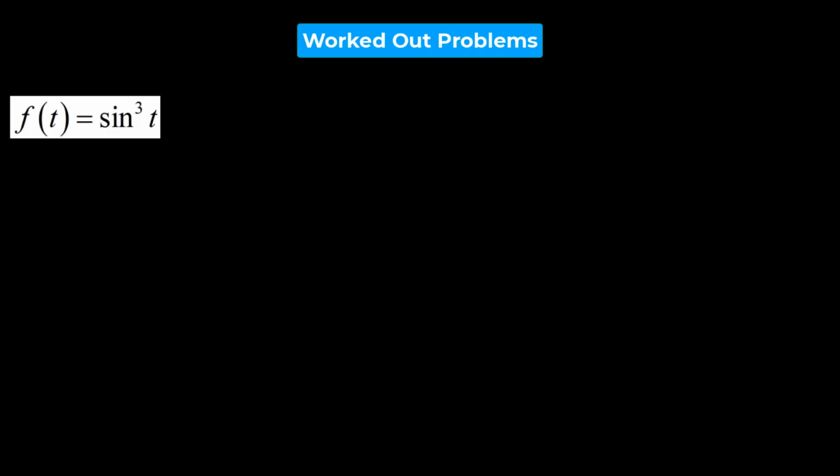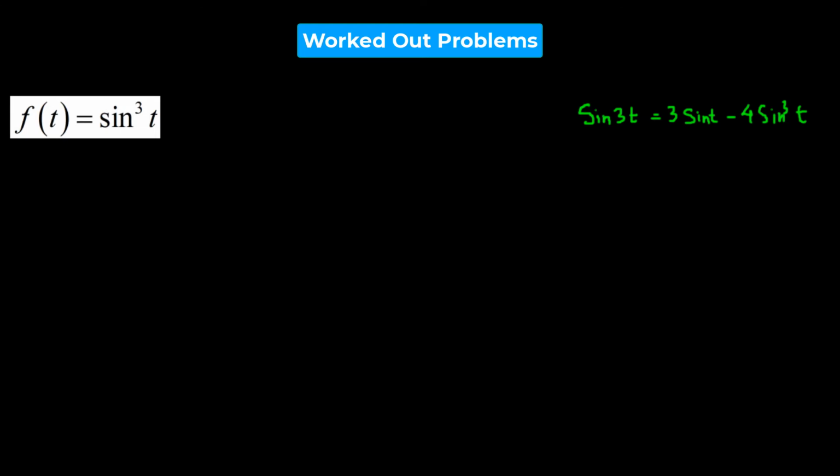So here we have the function sine cubed t. We need to determine the Laplace transform of the given function. Since it's sine cubed of t, we are going to use the identity sin 3t equals 3 times sin t minus 4 times sine cubed t.